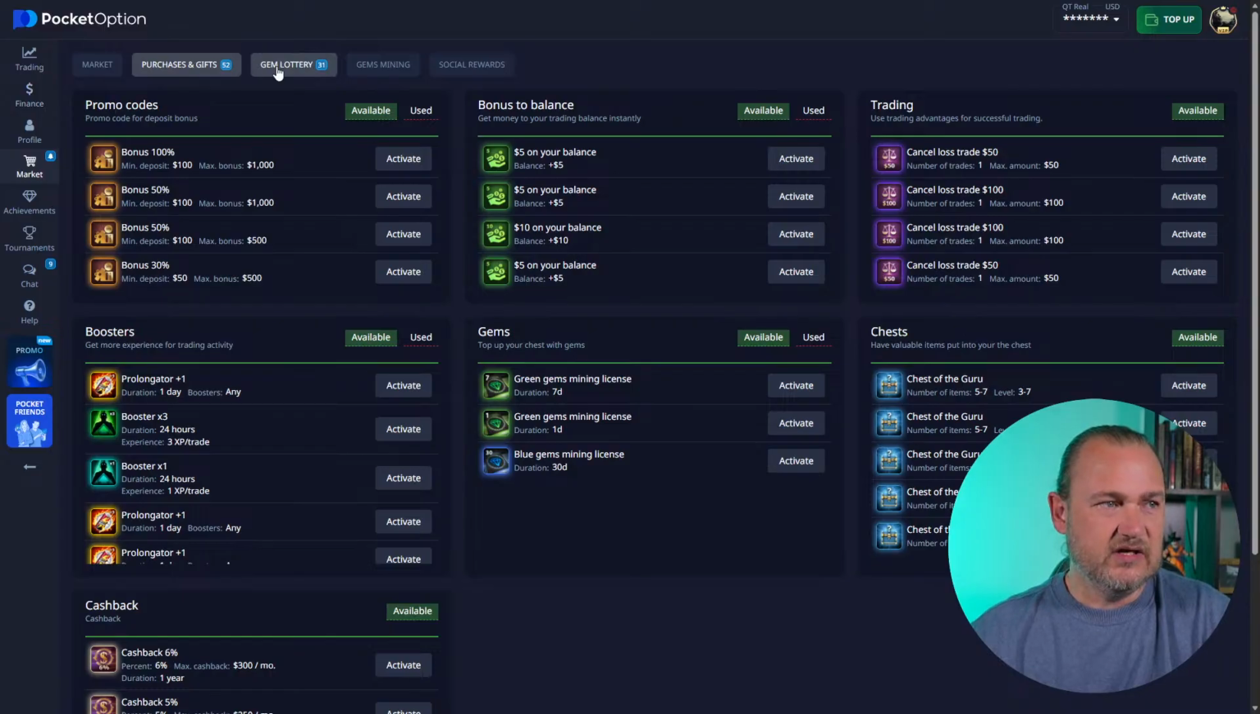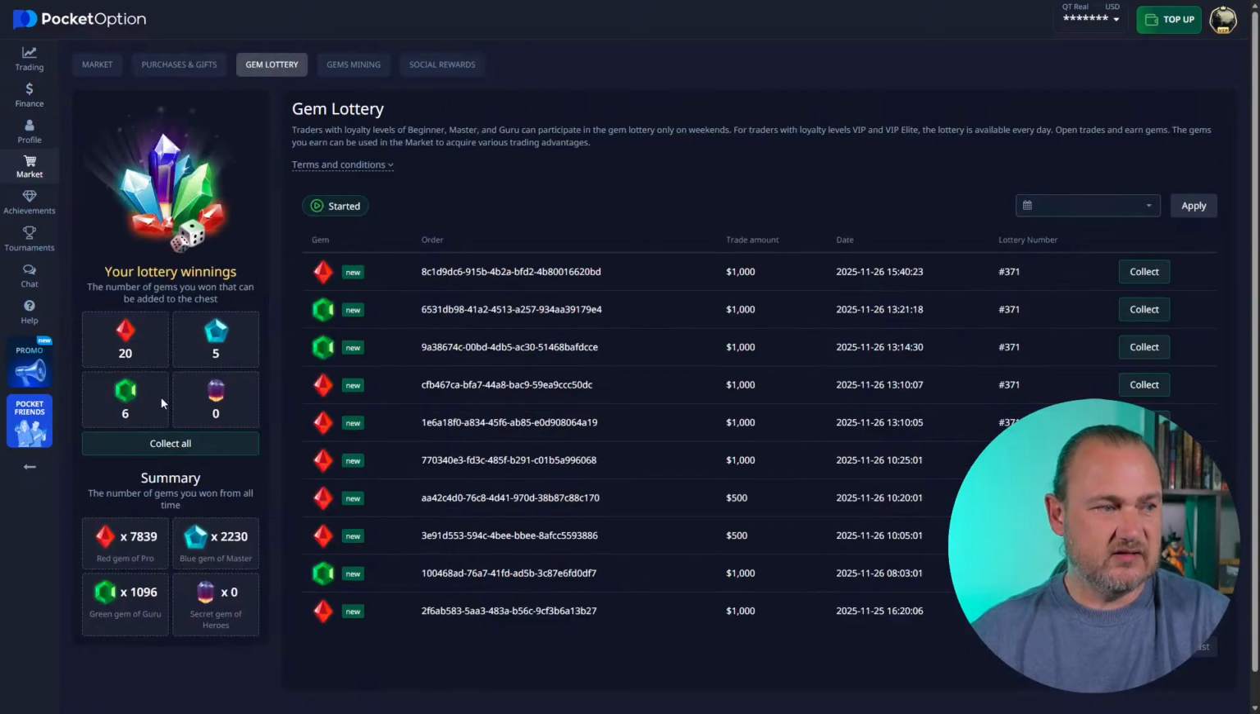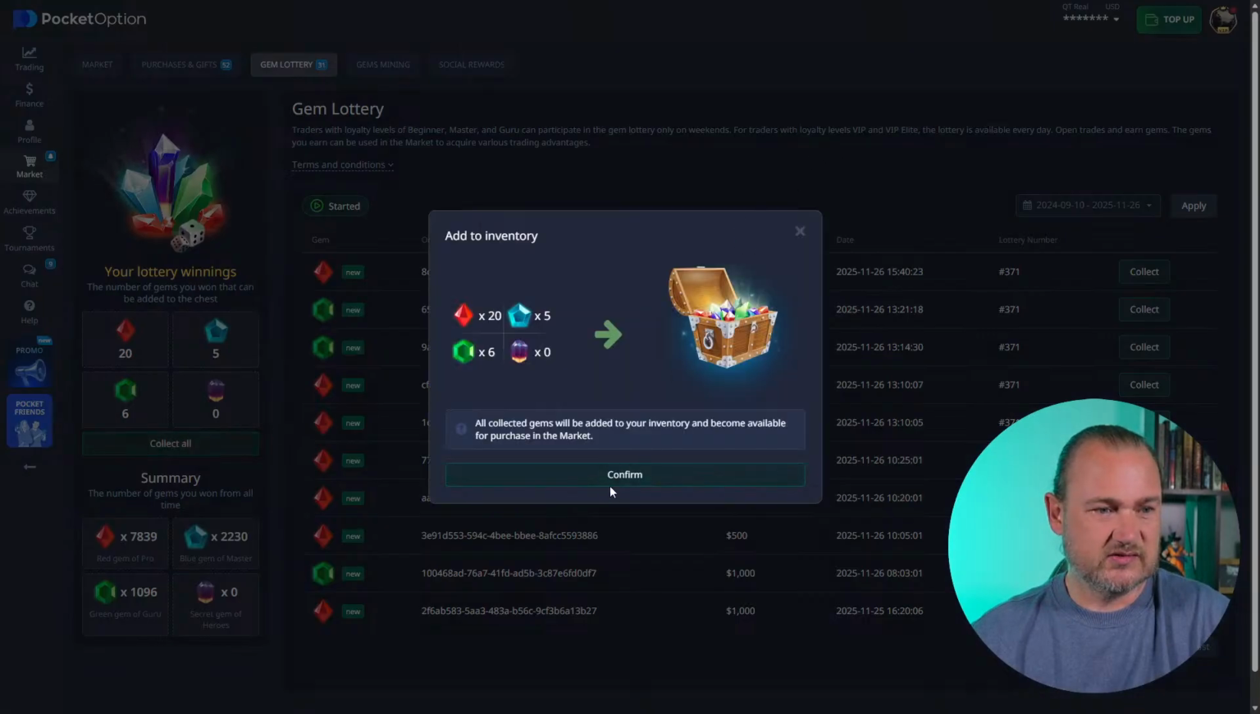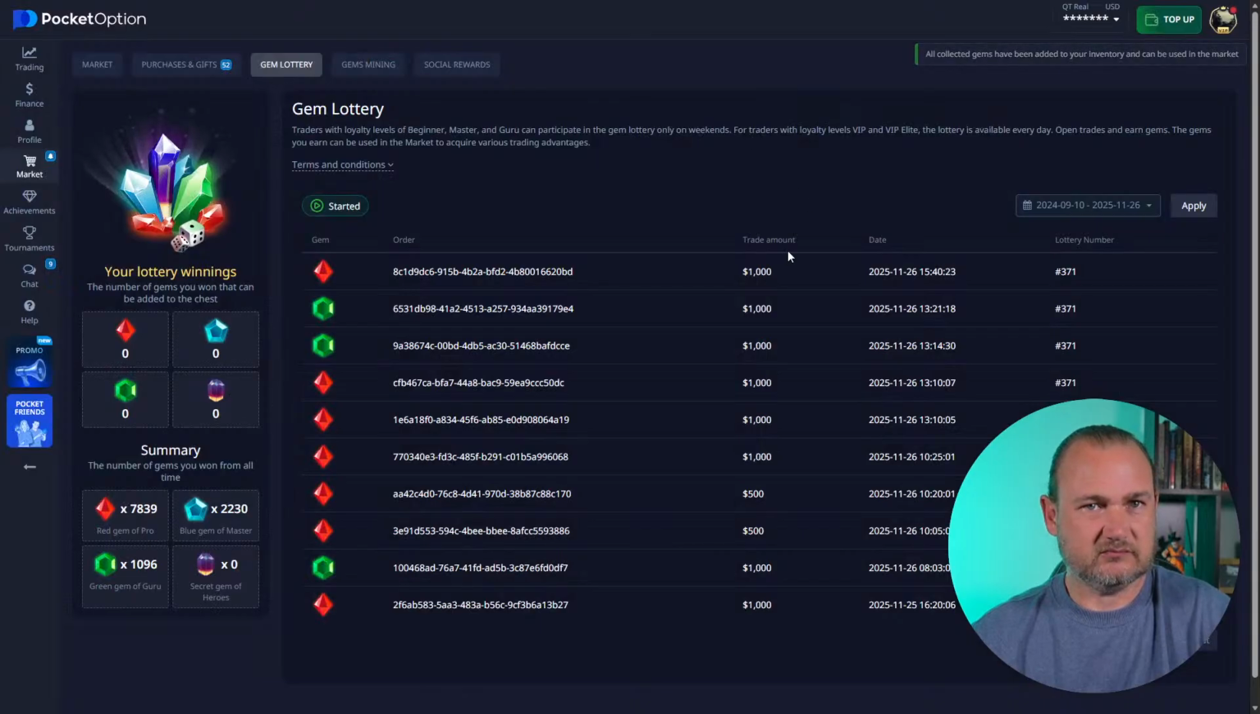I think this is the gem lottery. This you collect as you are trading. So as you're trading, you'll randomly receive some gems, and these are ones that are available that I've won now. You can see I either collect them one by one, or I can just hit collect all. So let's go do that.